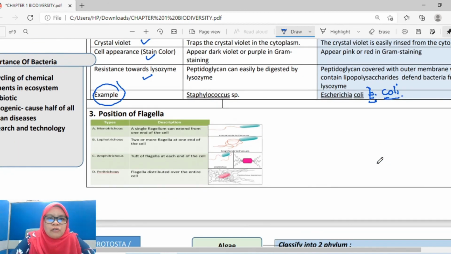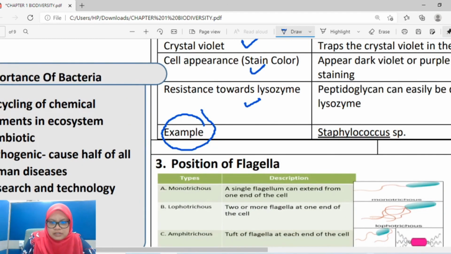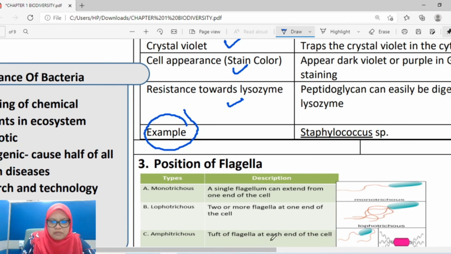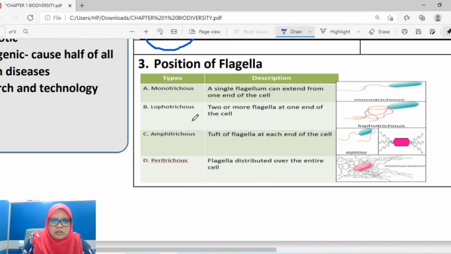Okay, and the third thing for bacterial diversity is in terms of position of flagella. Okay, so position of flagella, look at the diagram for monotricious. So what we can interpret from the diagram, the bacteria will have a single flagella at one end. Lipotricious, the bacteria will have more than one flagella at one end.